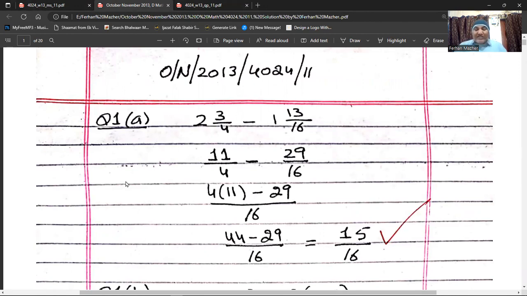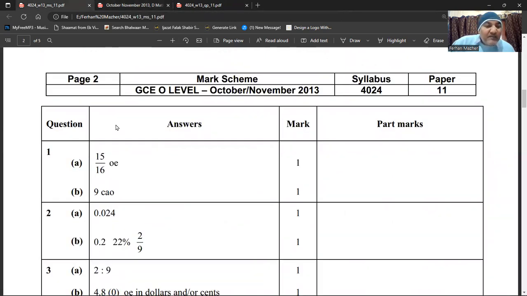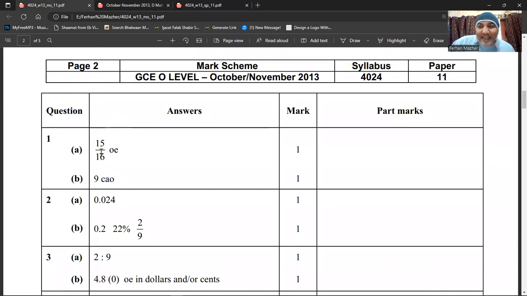Divide the LCM by the first denominator and you will get 4, and that 4 will multiply with the first numerator, so you will have 4 into 11. Then divide the LCM by the second denominator, 16 divided by 16 is 1, and the 1 will multiply with the second numerator 29, so you will get 29. So you have 44 minus 29 divided by 16, and that will be 15 by 16. So let's check. 15 by 16 is the right answer.